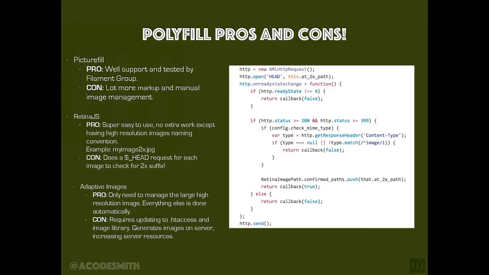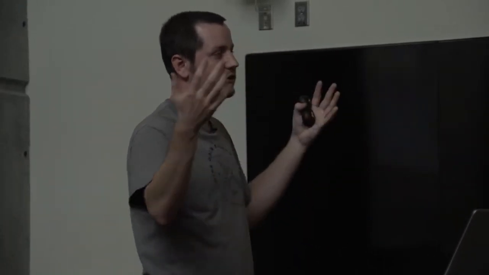So Picture Fill, it's well tested and it's well supported. But the con is it takes a lot of markup because they're pushing you to use the picture element more than the source set. So you're going to have to do picture element markup, which is kind of not fun. Retina.js is you just drop it in and it just loads on your page and it fixes all your images magically. Sounds like magic. It's too good to be true.